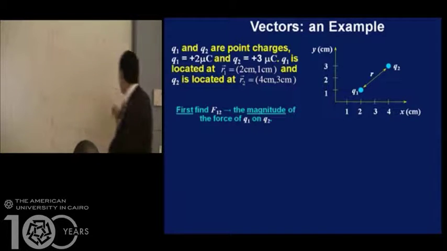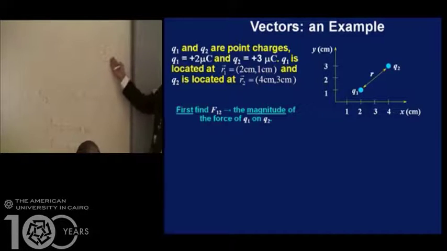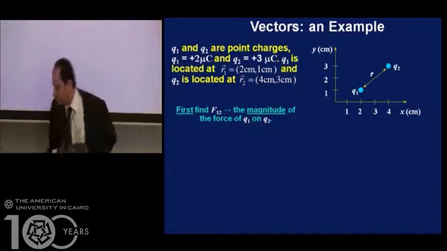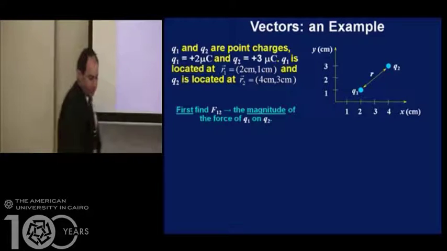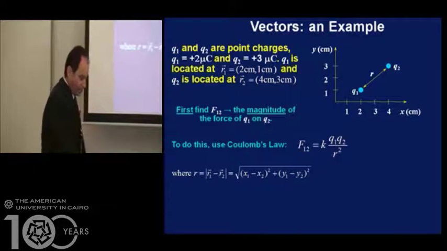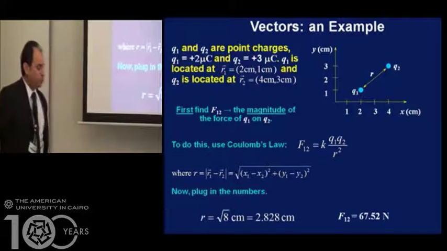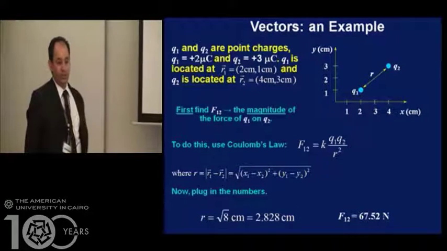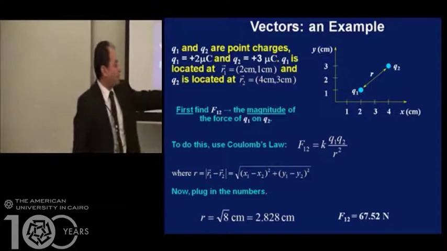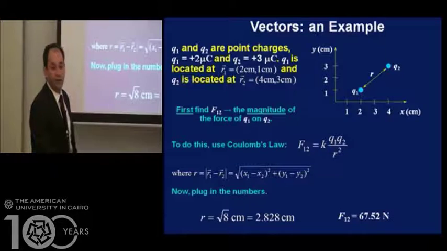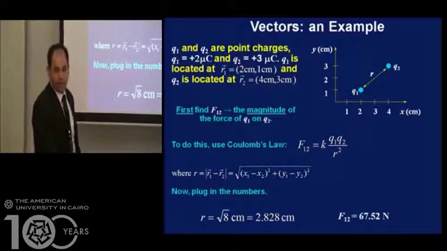So now we know all we need to calculate the magnitude of the force between the two charges. If we continue and plug in the numbers, we'll find that R is going to equal 2.828 centimeter. We have to convert that into meters, and the force between the two charges is equal to 67.5 newtons. Just plug in the numbers.